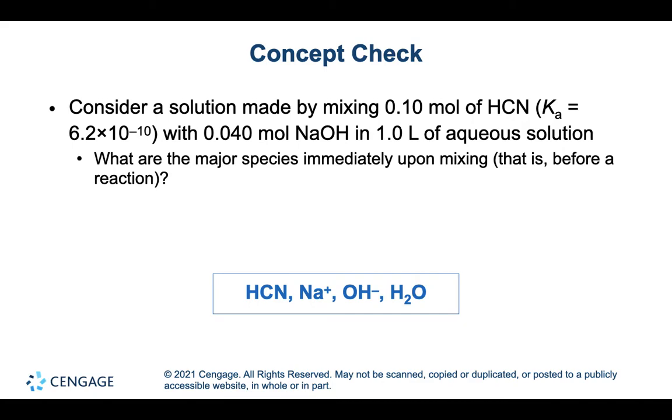So immediately upon mixing and before any reaction occurs, you've got some HCN and some OH minus, Na plus and water. As the reaction occurs, it's going to be stoichiometry. The HCN and the OH minus are going to react until one or the other gets used up. And in this case, it would be the NaOH, the OH minus. The OH minus will get used up, and the HCN number will come down, and you'll now have HCN and CN minus. And you'd have to figure out the pH from that.